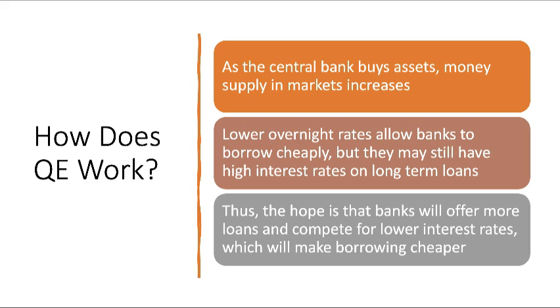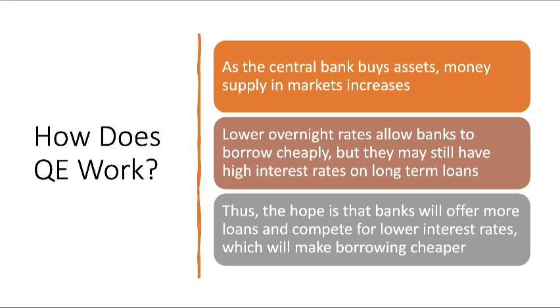Lower overnight rates allow banks to borrow money cheaply, but they may still have high interest rates on long term loans. By increasing the money supply available to banks, the hope is that they will offer more loans as the cash they hold earns very little interest. This competition among banks to lend more money can lead to lower interest rates overall, making borrowing cheaper for consumers and businesses.